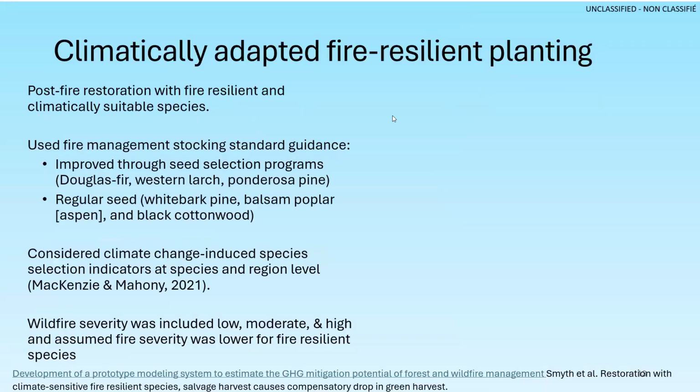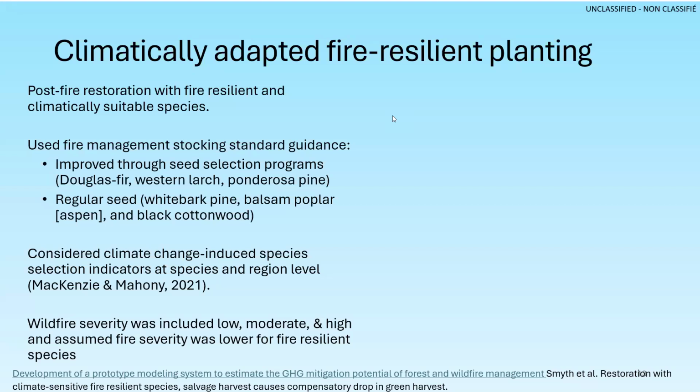So where do we start? We started with planting fire resilient species. And we also imposed that they would be climatically suitable. So we want whatever we plant to be able to grow into the future. In terms of the fire resilient species, we followed the stocking standard guidance from the province. And they've identified the first tier of seed selected species, so Douglas fir, western larch, ponderosa pine. And then a second tier would be white bark pine, balsam poplar, and aspen, and black cottonwood. So we understood from this list what species to plant after harvest and salvage harvest.